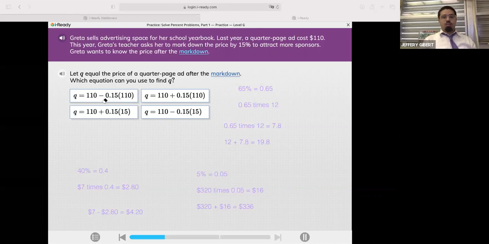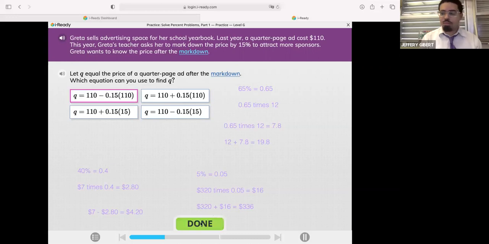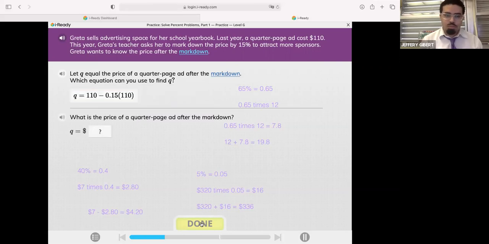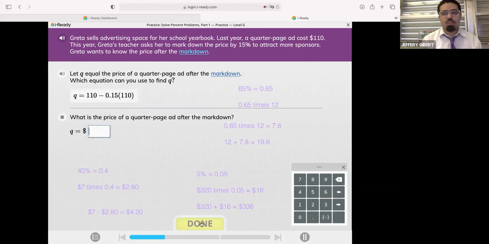All right, so it is the one with the minus. So it's this one. On your screen, it might be the second one, but on mine, it's the first one. Because this time it's a markdown, it's not a markup. Since it's a markdown, we have to subtract. And it's 15% off the original price, which is 110. So that's why this one's correct. What is the price of a quarter-page ad after the markdown? All right, so DeAndre, what's the price once you do 110 minus 0.15 times 110?